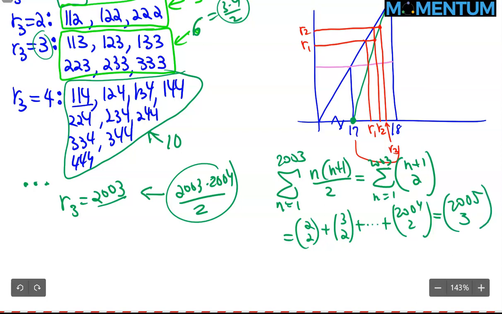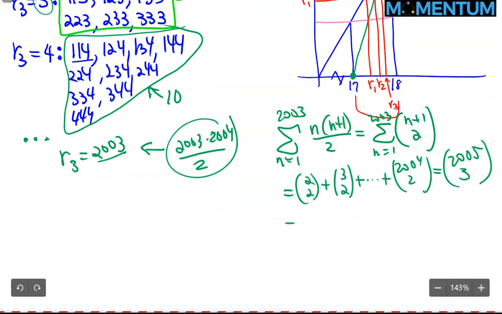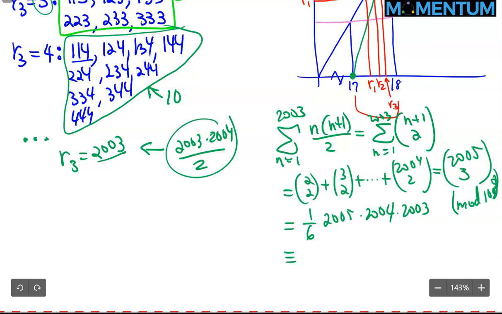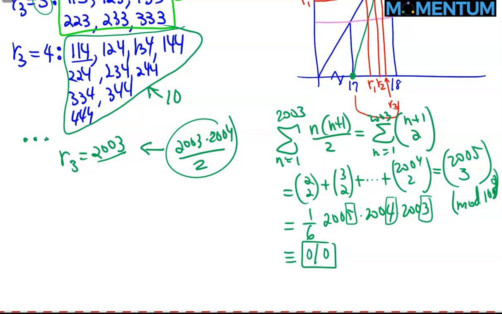All right, so this is pretty good. Obviously you guys can easily compute this value modulo 1000. This is equal to 1/6 of 2005 times 2004 times 2003, which you need to calculate modulo 1000. So that's a 5, that's a 4, that's a 3. Multiply them out. 60 over 6, that's a 10. Because it's an AIME question, the answer is 0, 1, 0. That's one way to solve this.